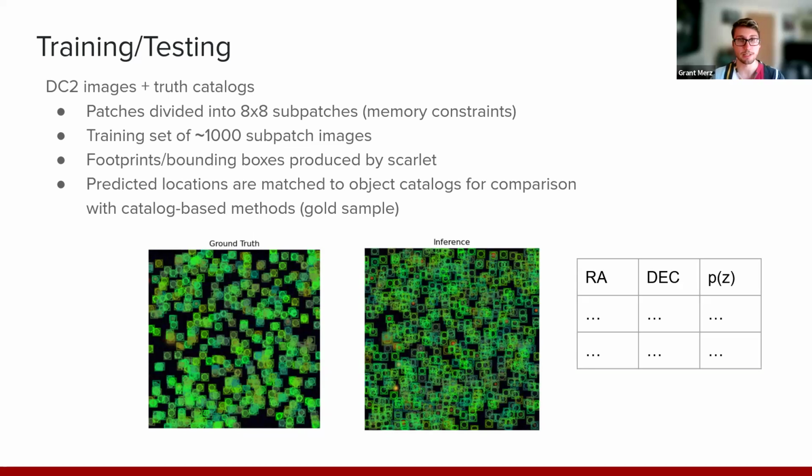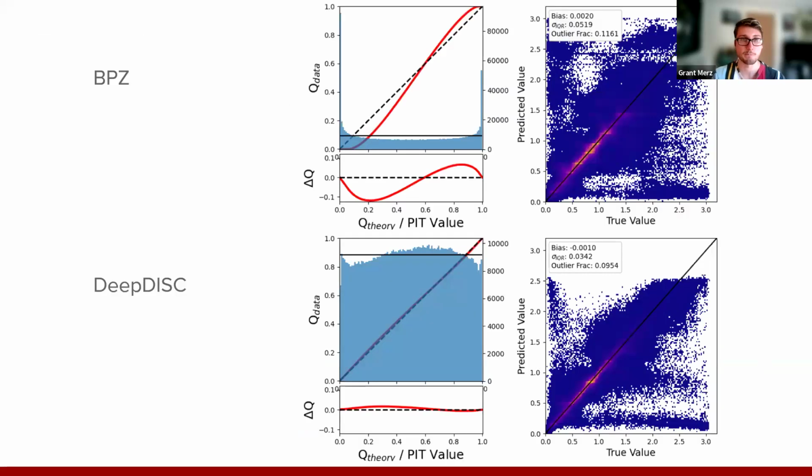After training, we then produce basically object locations, again footprints, and a redshift PDF for every object. Then afterwards, we match to the object catalogs within DC2 to compare to some of those more traditional catalog-based methods. So there's an example of the training and the inference after DeepDISC has been trained.